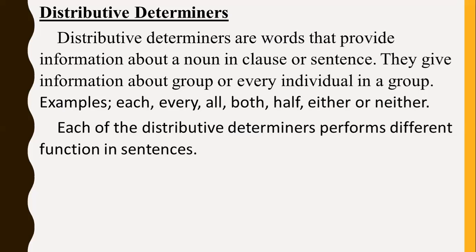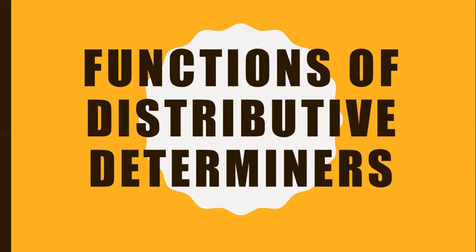Each, every, all, both, either or neither. Now, each of these distributive determinants performs a different function in sentences. That is, they do not perform the same function. Their functions vary in our sentences. Now, let us treat them one after the other.